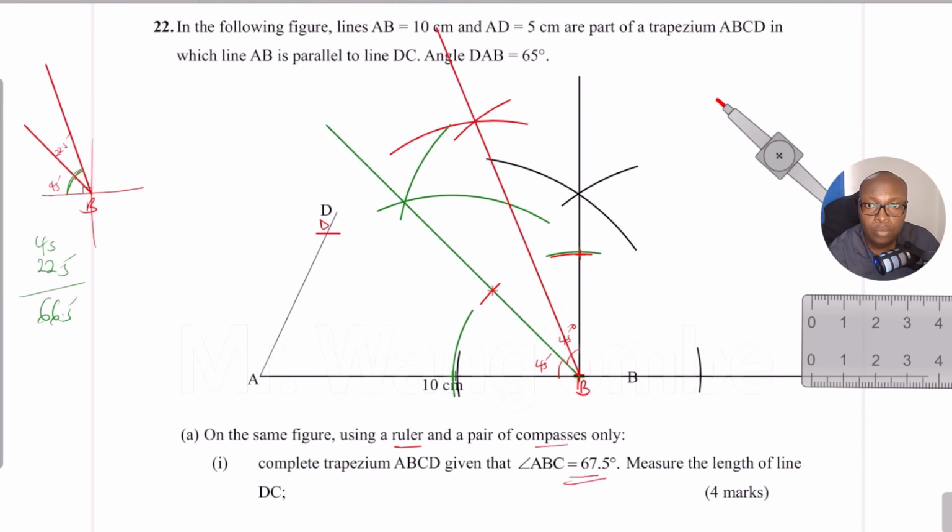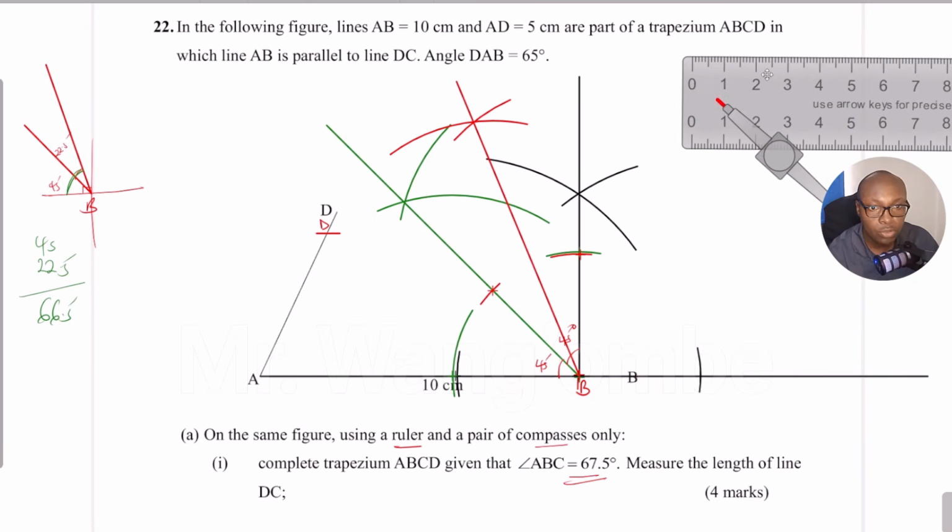Let me do it properly. I have to be very careful. You're supposed to use a ruler for your case. From my side, I'm able to draw straight lines without using a ruler, but ensure from your end you use a ruler to draw those straight lines. Now I've bisected that, and therefore now I have 22.5, and this is 22.5. So now the whole of this angle is 45 plus 22.5, that is 67.5. So that is the required angle.